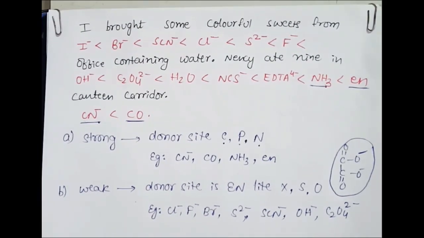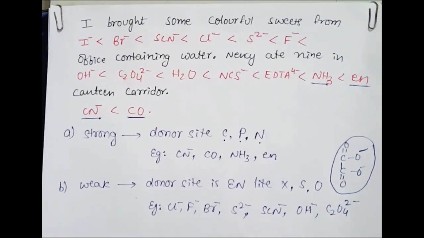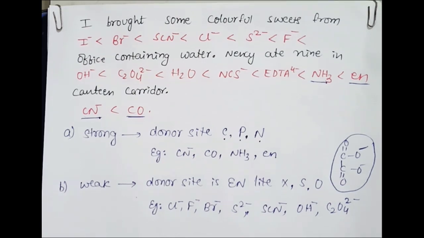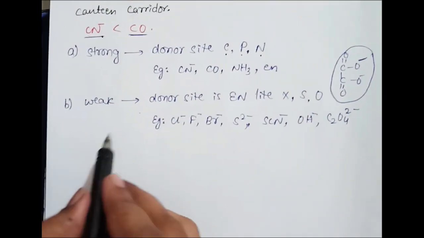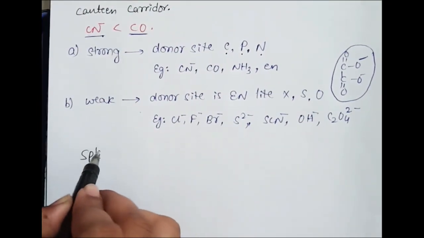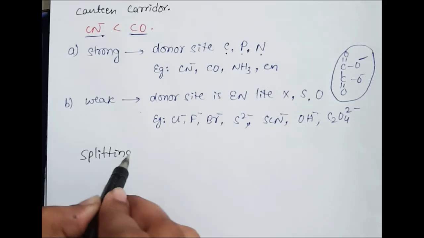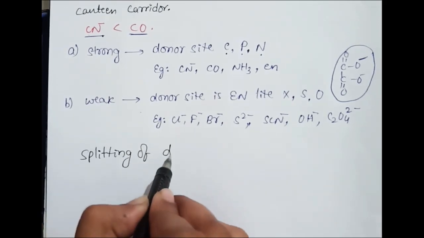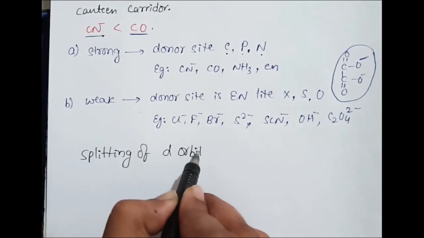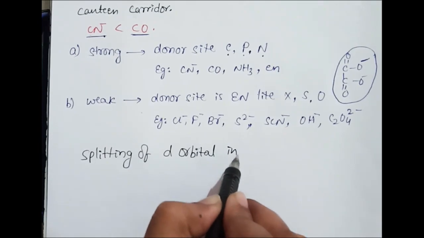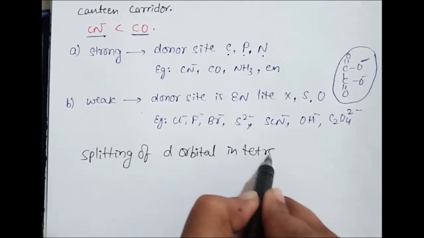So this is all about splitting of d orbitals in which system? Octahedral system, over. Now we will see splitting of d orbitals in tetrahedral system.